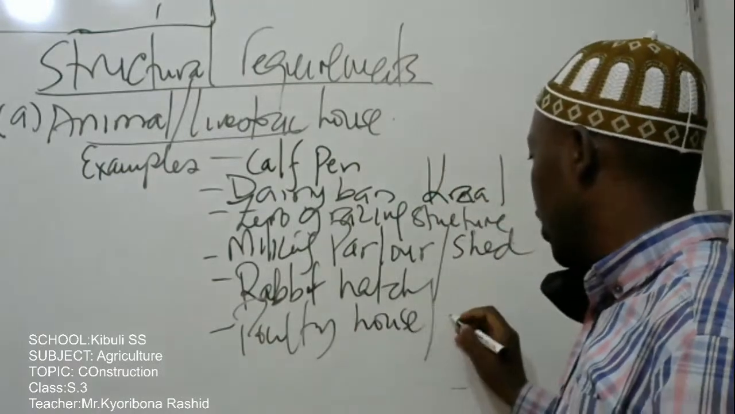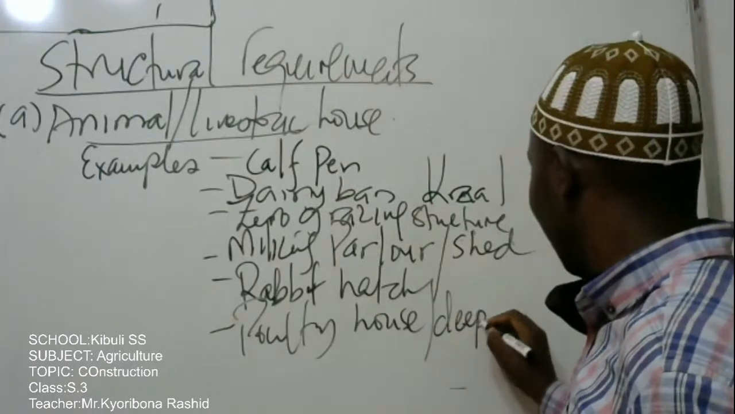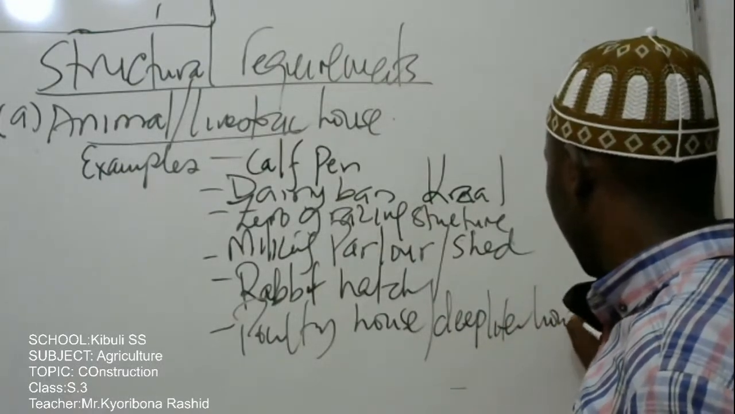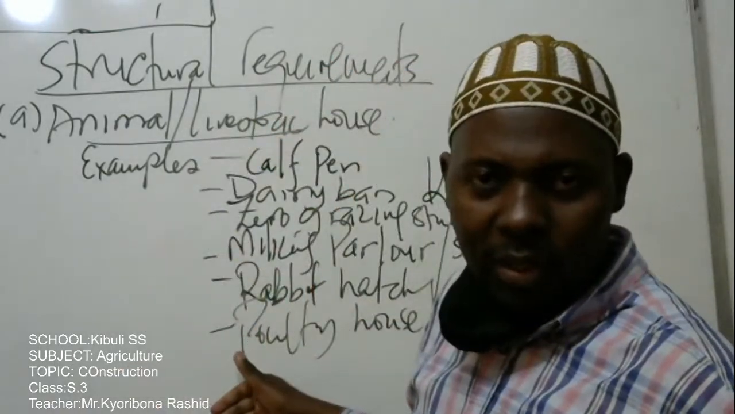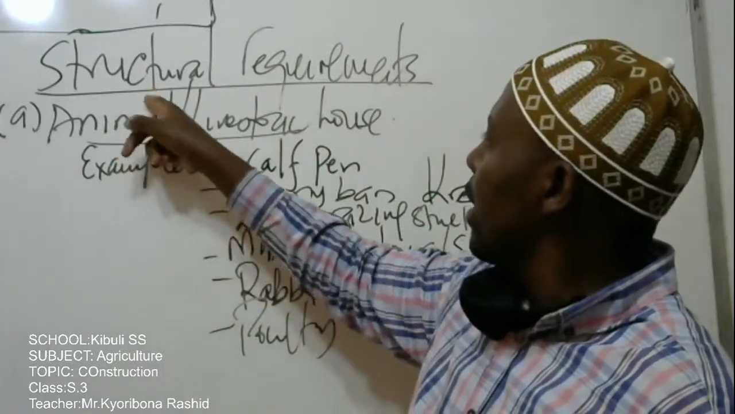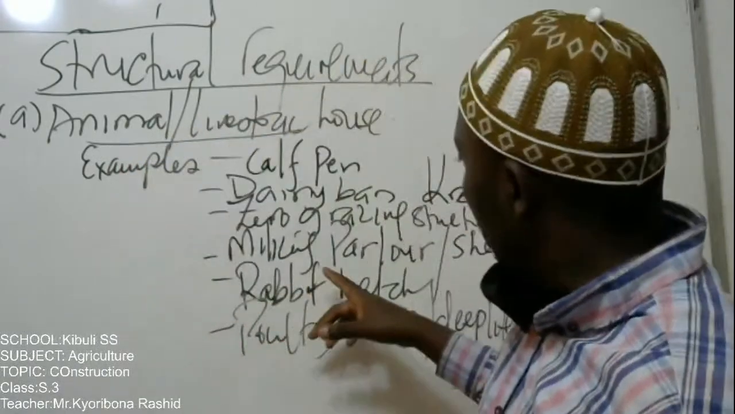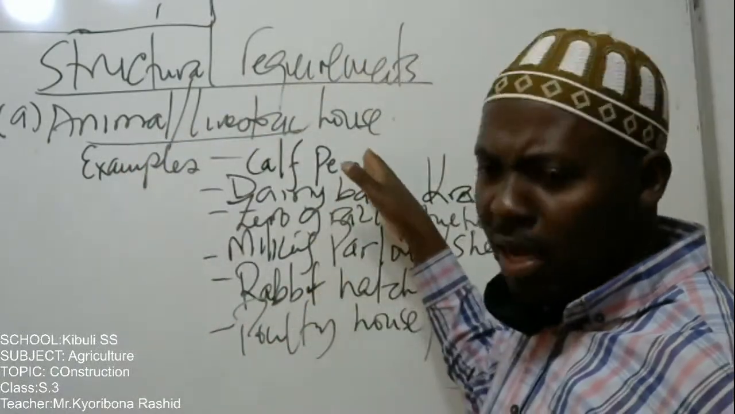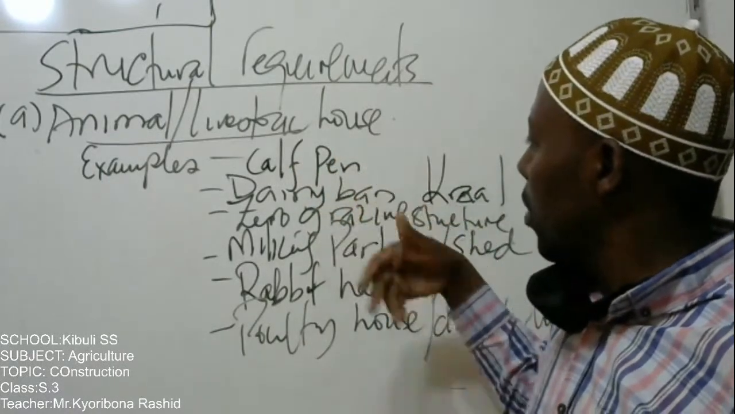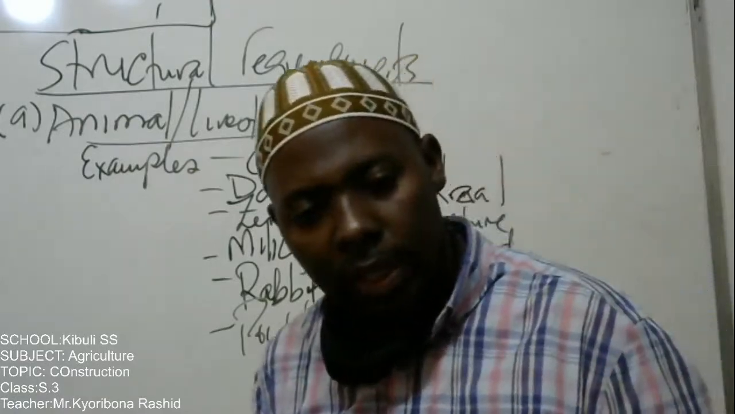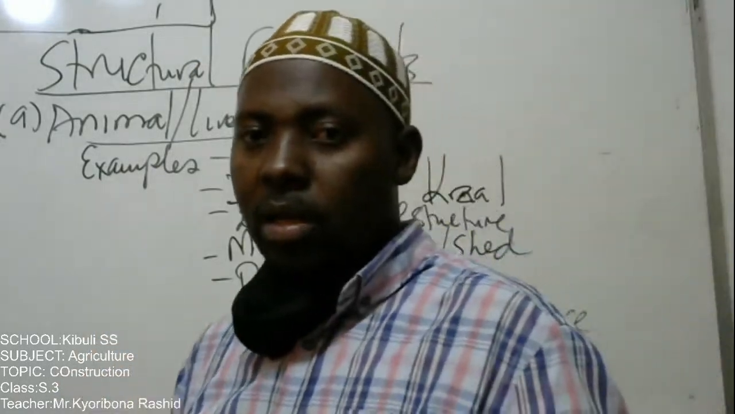We call it a deep litter house if it is for that. Okay, so all these are animal houses. So when you ask what are the structural requirements of this animal house, the structural requirement of a rabbit hutch may not be the same as a calf pen, whereas those of a calf pen may not be the same as a zero grazing house. Therefore, we have to think beyond what we are seeing.